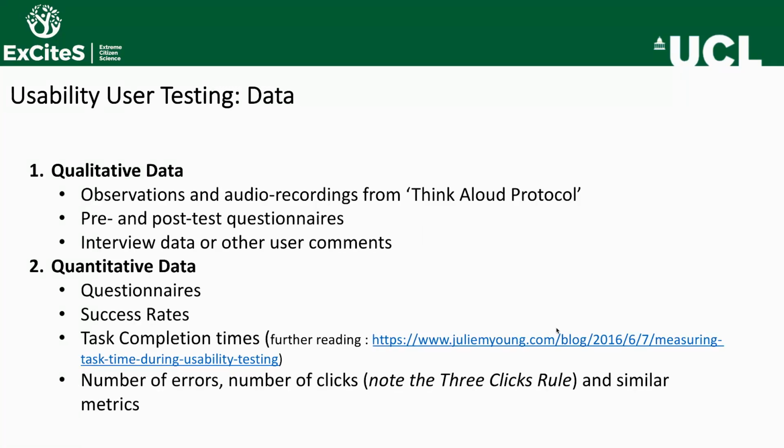In a usability user testing session, you will collect both qualitative and quantitative data. Qualitative data comes from observations and the audio recordings from the Think Aloud protocol, which I will explain in the next slide, from pre- and post-test questionnaires and interview data, or rather user comments. While quantitative data comes from questionnaires, success rates, which I'm going to also discuss and explain in one of the next slides, task completion times, and you can also gather quantitative information such as the number of errors a user makes when trying to accomplish a task, the number of clicks, and similar metrics.